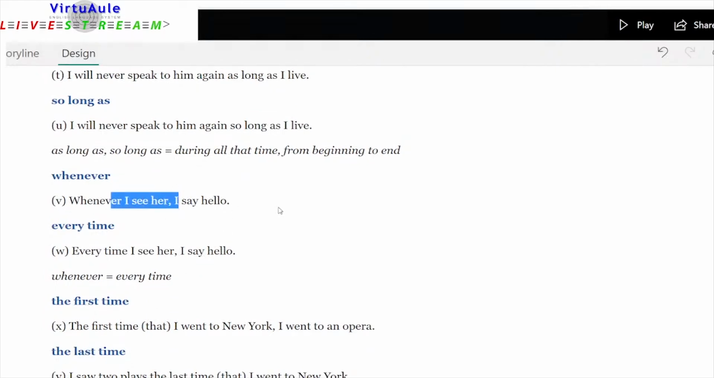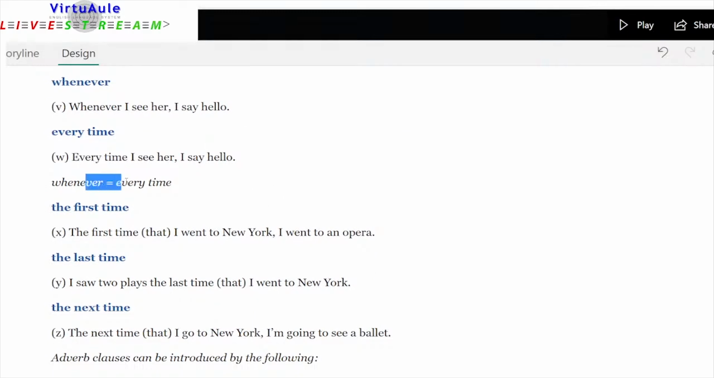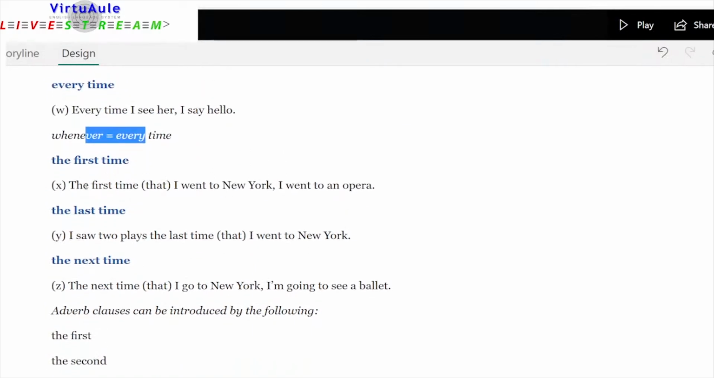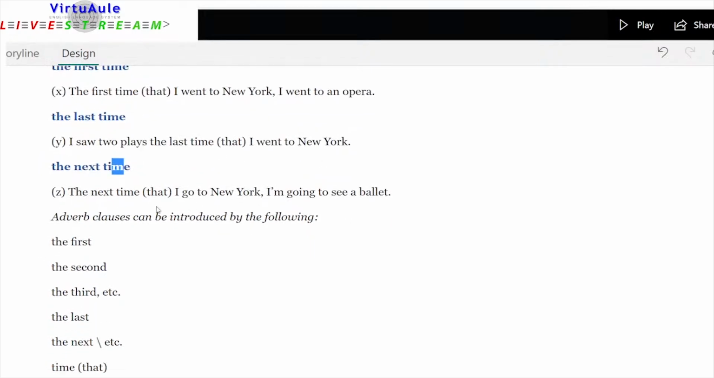Whenever I see her, I say hello. Every time I see her, I say hello. Whenever is the same as every time. The first time that I went to New York, I went to an opera. I saw 2 plays the last time that I went to New York, the last time, and the next time. The next time that I go to New York, I'm going to see a ballet.